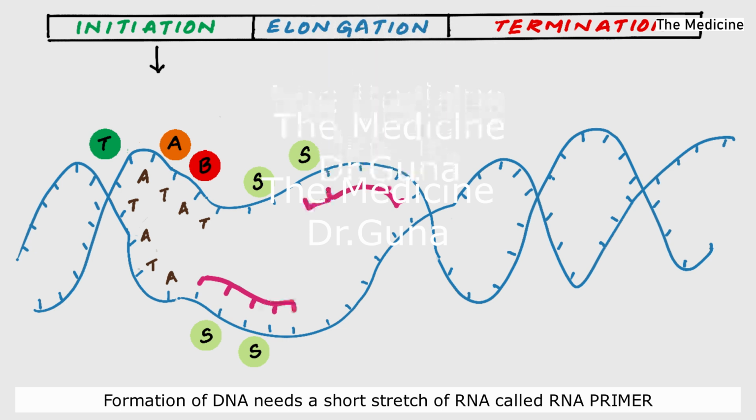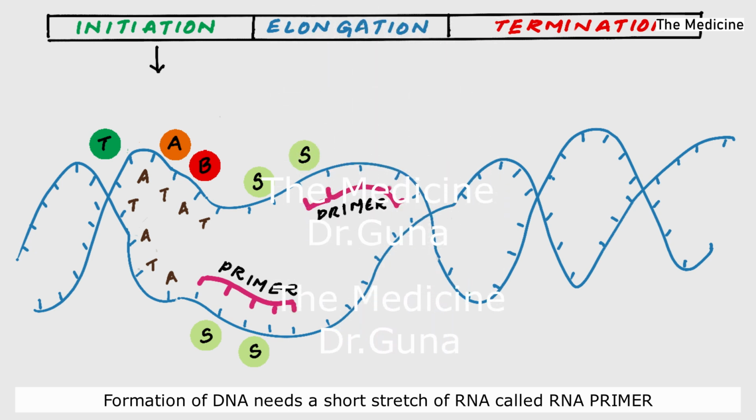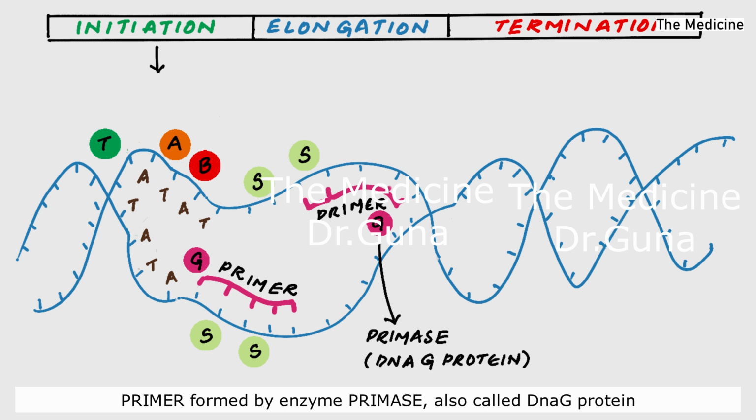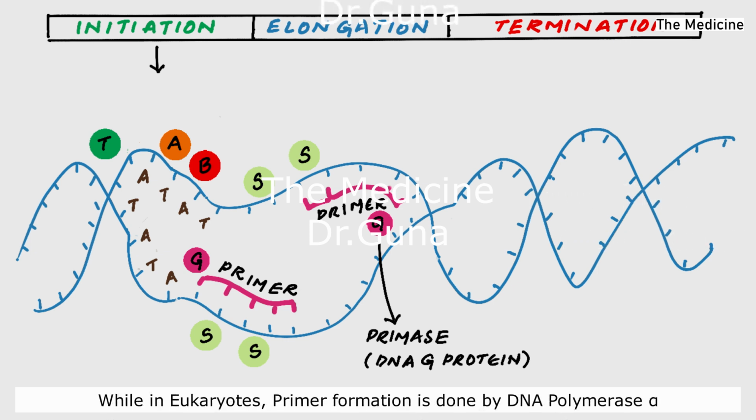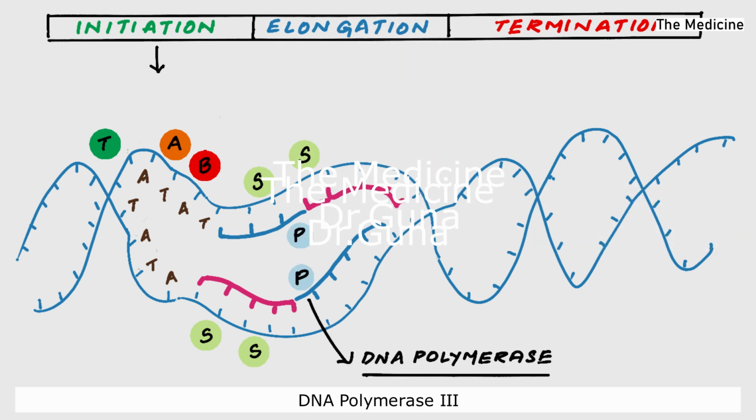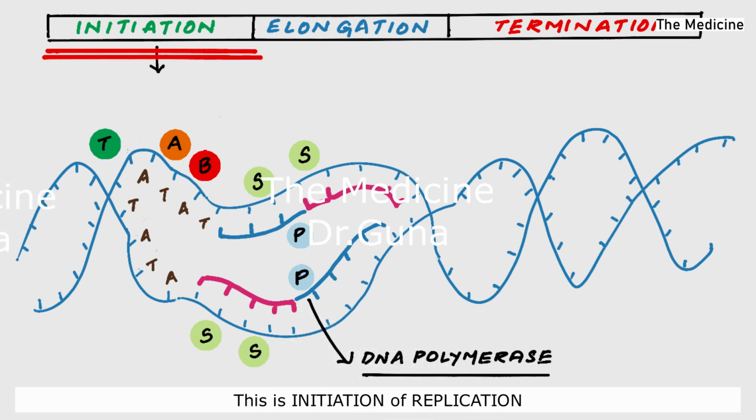Formation of DNA needs a short stretch of RNA called RNA primer. Primer is formed by the enzyme primase, also called DNA G protein, while in eukaryotes, primer formation is done by DNA polymerase alpha. Once primer has been formed, new DNA strand synthesis is initiated by the enzyme DNA polymerase 3. This is initiation of replication.